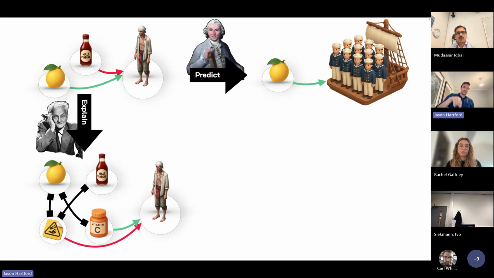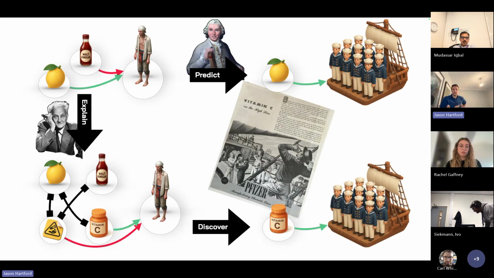And it took another 170 years before Albert St. Gorgi was able to extract the mechanism and show that it wasn't the acids in the lemons that was preventing scurvy. It was really the vitamin C. And once we had that, then Pfizer could go off and manufacture vitamin C at scale and actually put an end to scurvy as a very real problem on ships, right?